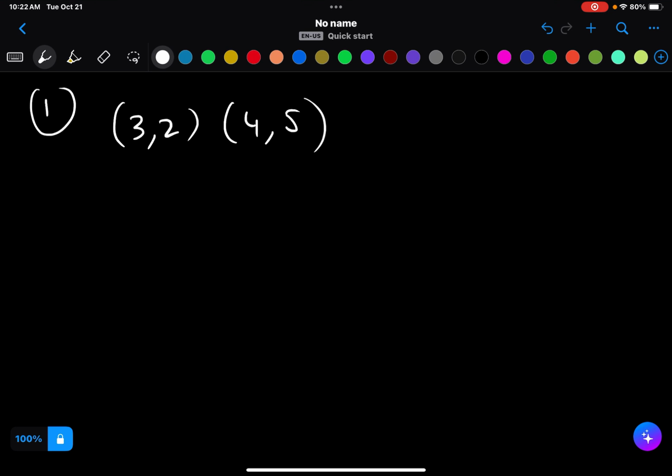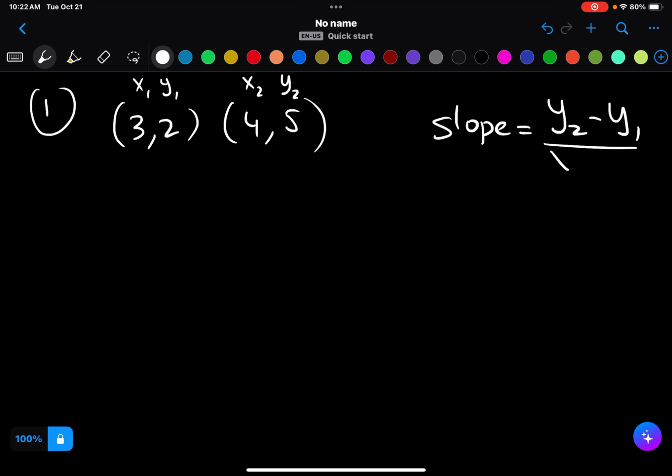The first thing is you need to label these 2 points. I always go left to right, so I'm going to make (3, 2) my first point. So 3 will be x1, 2 will be y1, and then (4, 5) will be my second point. So 4 will be x2 and 5 will be y2. And we're going to plug it into the formula, which is slope equals y2 minus y1 over x2 minus x1.